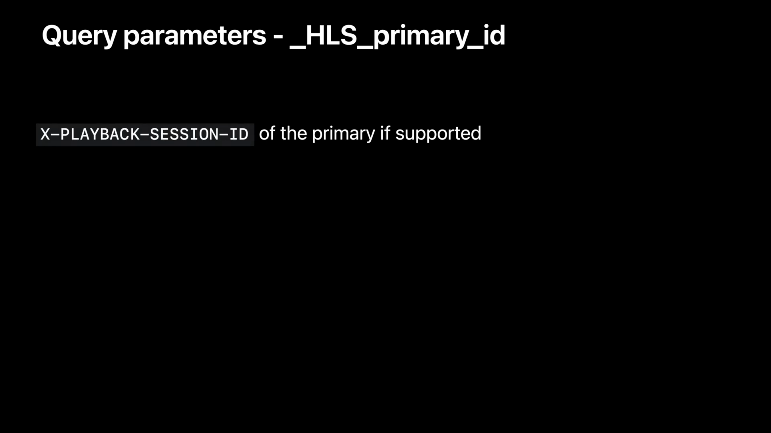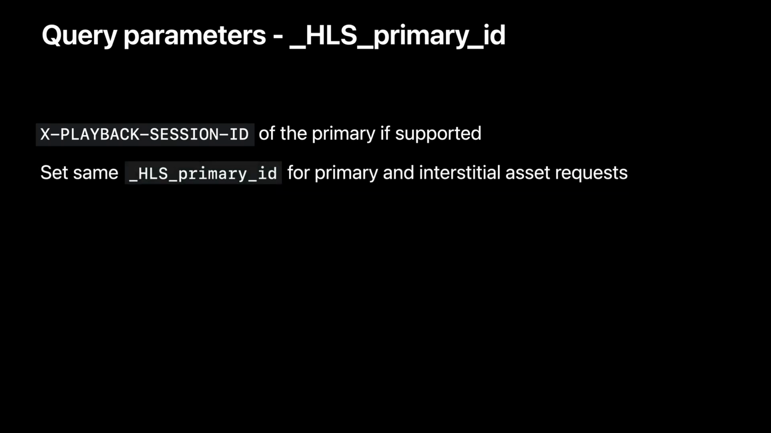Clients set the playback session ID request header for all HTTP requests of a particular primary playback session. They can then supply this session ID as part of the HLS primary ID query parameter to the X-ASSET-URI and X-ASSET-LIST requests. Clients that do not set the session ID request header should create a unique value for every primary playback session and use that as the HLS primary ID query parameter for both primary and interstitial asset requests.